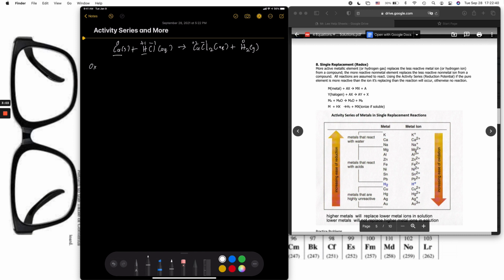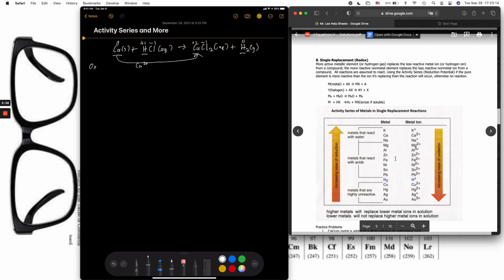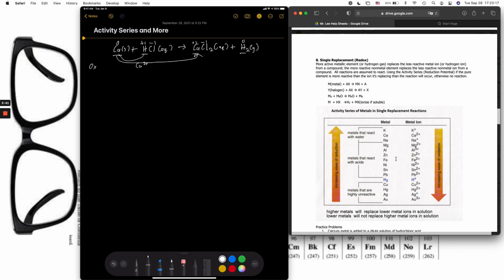Ca is replacing H. Let's think about this for a second. Ca is going from 0 to 2 plus. This, in this case, is going to be our oxidation. It's losing electrons. It's becoming more positive. The question in this situation is going to be, will this happen in nature? And the way we can solve this is by looking at our activity series over here. Will Ca replace H to form CaCl2 and H2 gas?